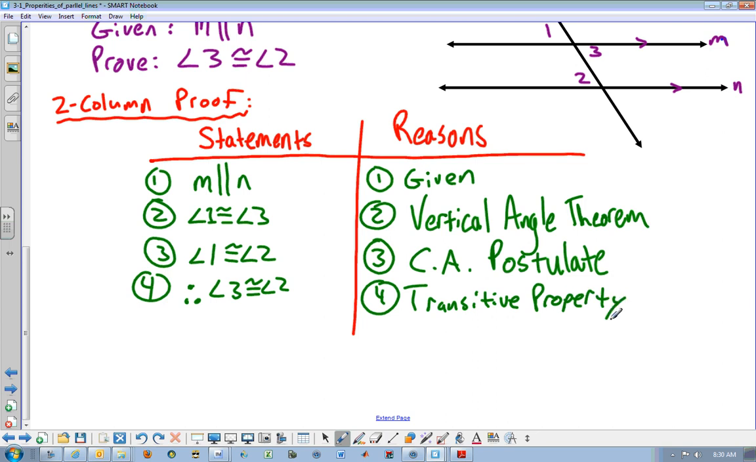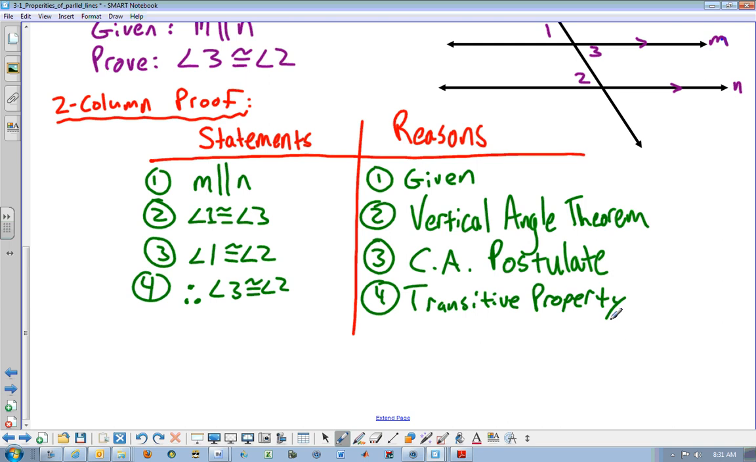Transitive property, again, the 3 little dots means therefore. This is our conclusion. We're done. Grand finale. There it is, 4 steps. Pretty straightforward, right? So we're taking things that we know are true, the vertical angle theorem, the corresponding angle postulate, the given information, tying them together and saying, well, this has to be true. 3 is congruent to 2.